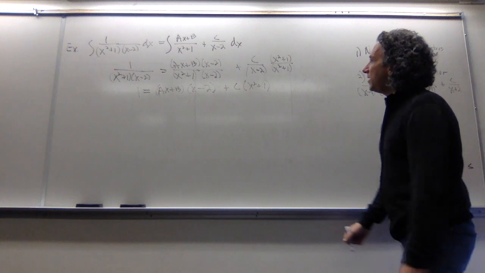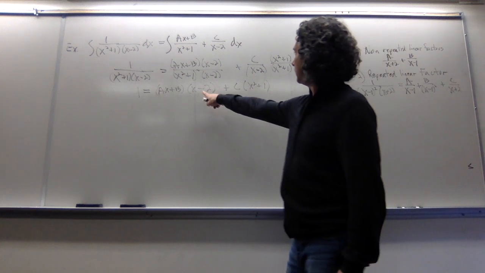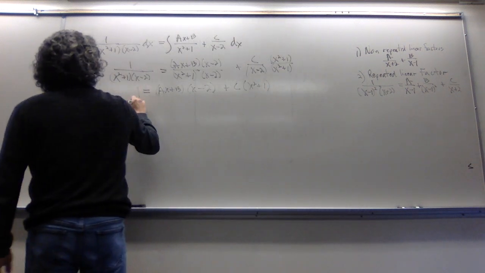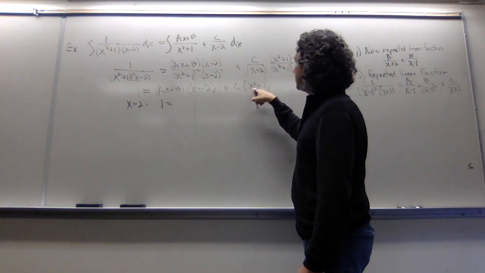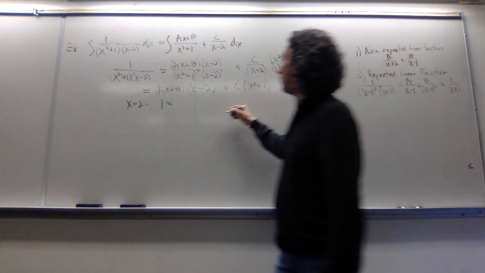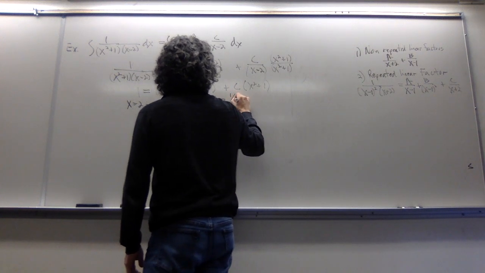And once again, let's try to think of values of x that'll be helpful here. Looks like x equals 2 is going to be helpful, because that'll zap this piece out. So if x is 2, we have that 1 is equal to C times 2 squared, which is 4, plus 1, which is 5, or 5C. So this tells us that C is equal to 1/5.